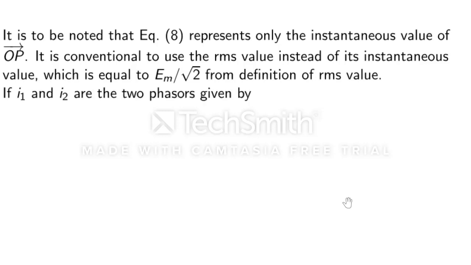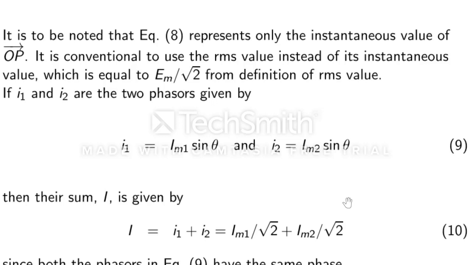If I1 and I2 are the two phasors given by I1 is equal to Im1 sin theta and I2 is equal to Im2 sin theta, then their sum I is given by I is equal to I1 plus I2, which is equal to Im1 by root 2 plus Im2 by root 2, since both the phasors in equation 9 have the same phase.